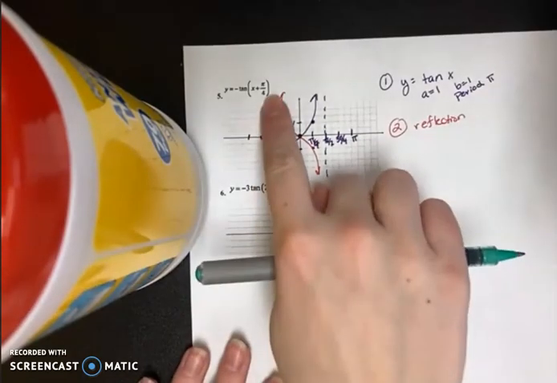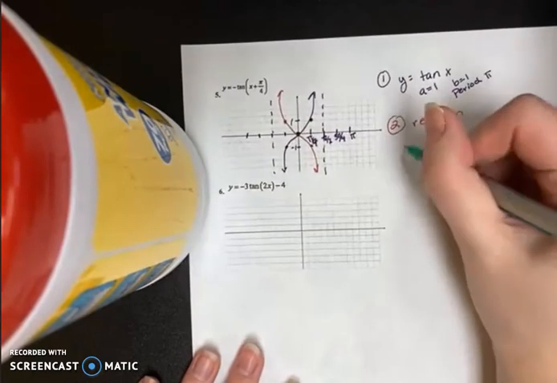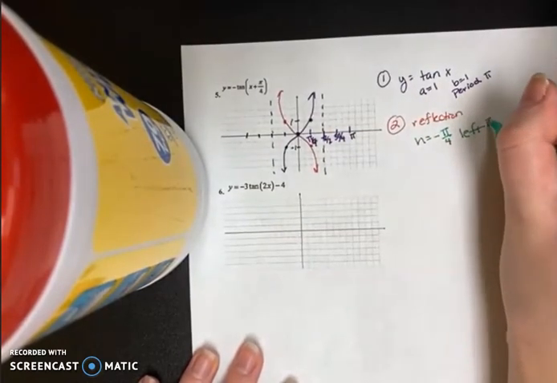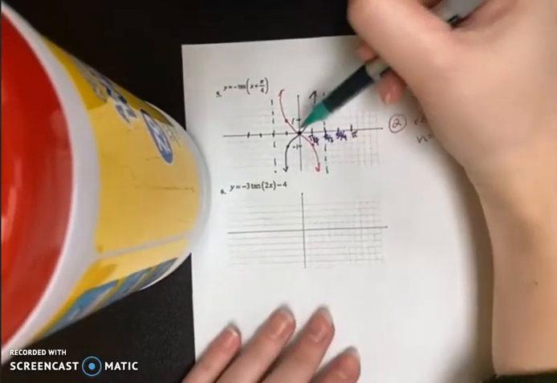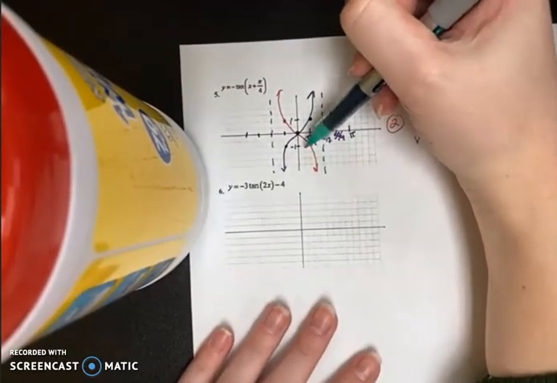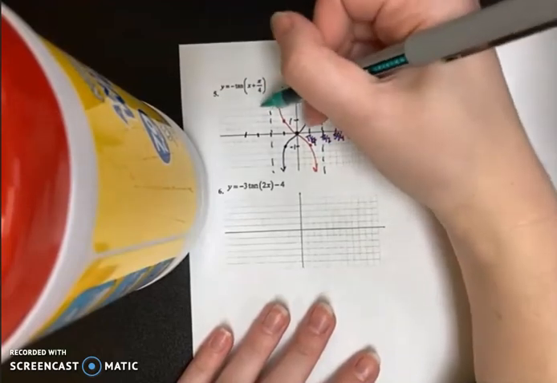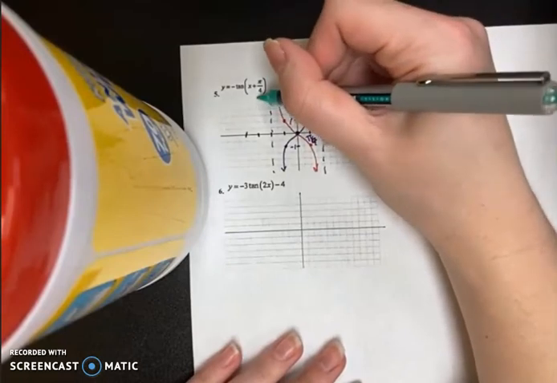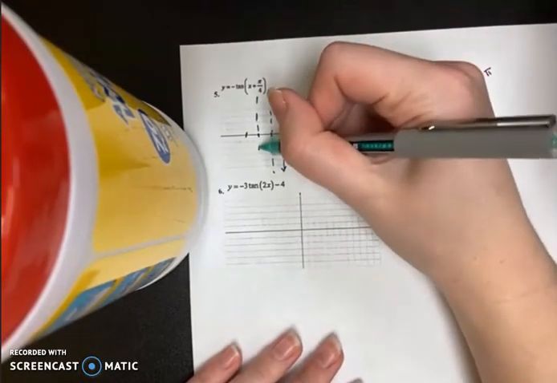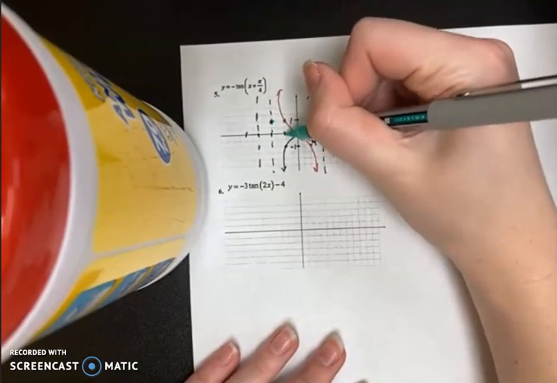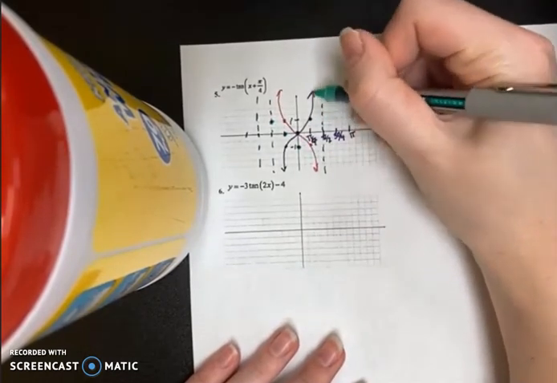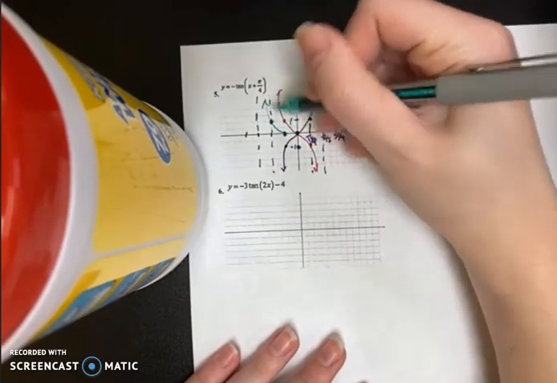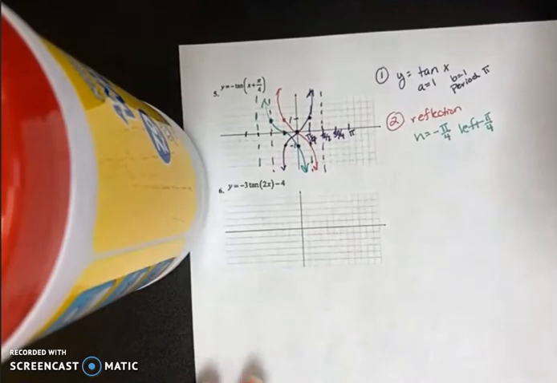So now when I have the h value, h is a negative pi over 4, so I'm going to move it left pi over 4 units. Make sure you're moving the red graph, and we're also moving the asymptotes. Pi over 4 is 1 tally mark on the x-axis, so I'm just going to go ahead and move everything that I need to left 1 tally mark. And you can see the green graph is my final function.